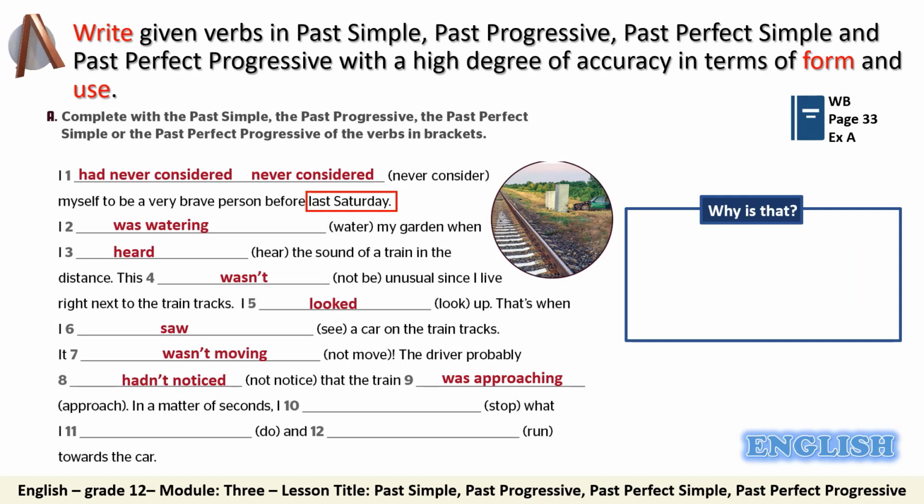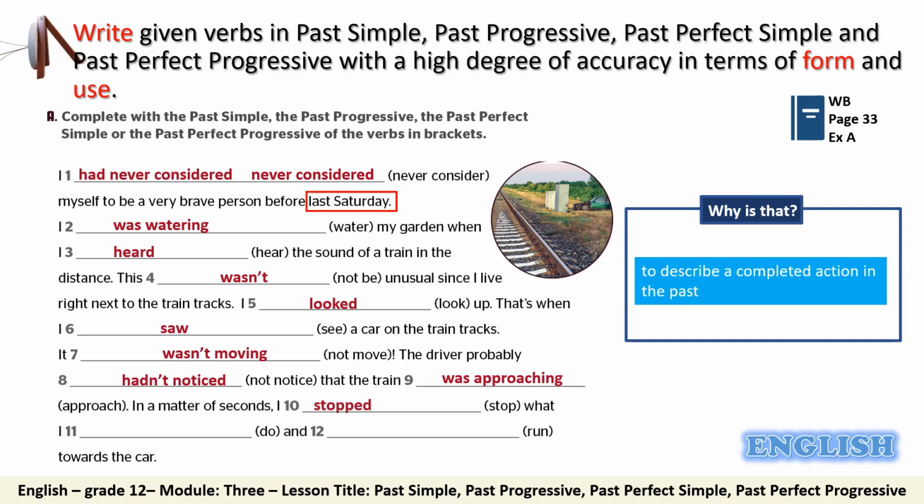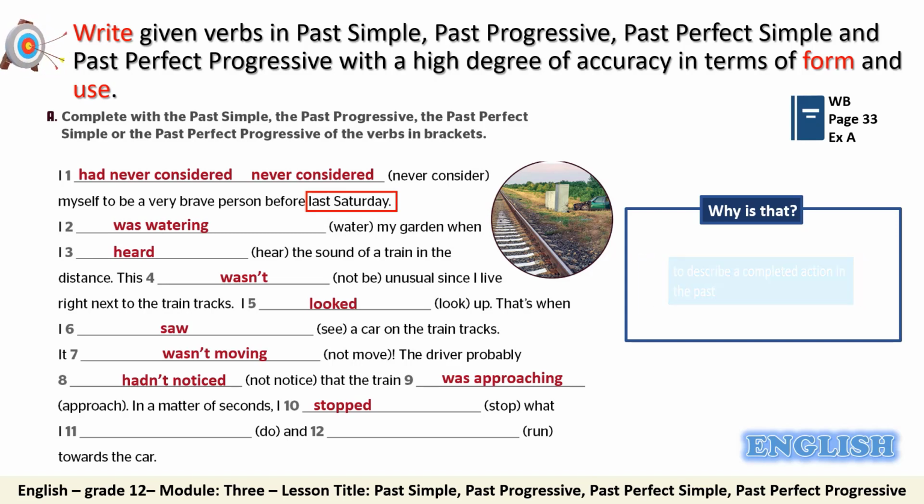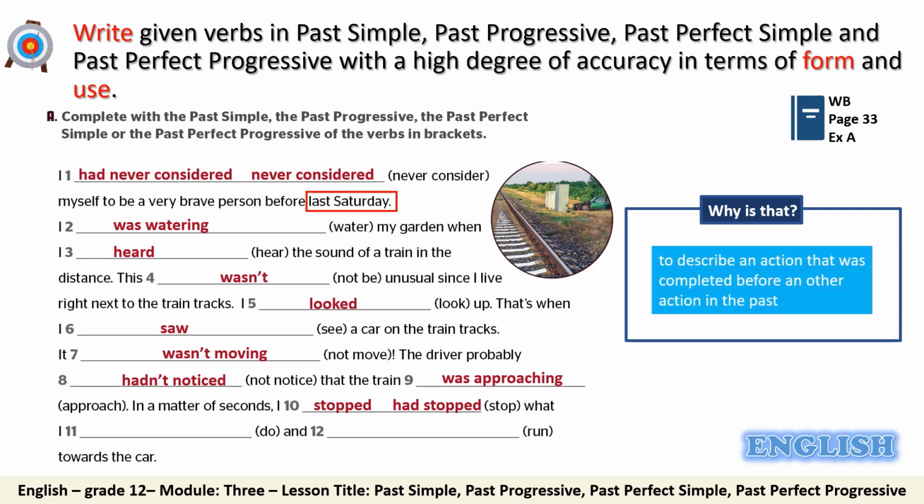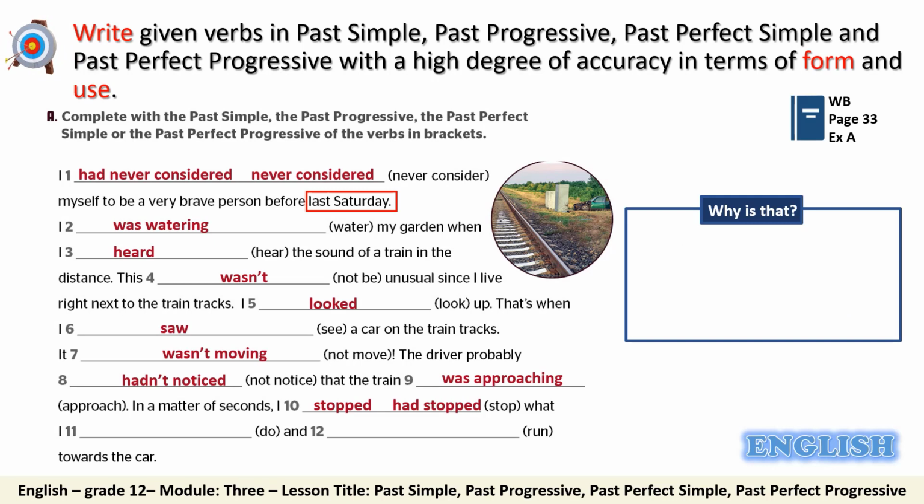The next space is space 10, and here you can have two correct answers. If we refer to an action which was completed in the past, we should write, very good, stopped. And we can write also had stopped, referring to an action that was completed before another action in the past.